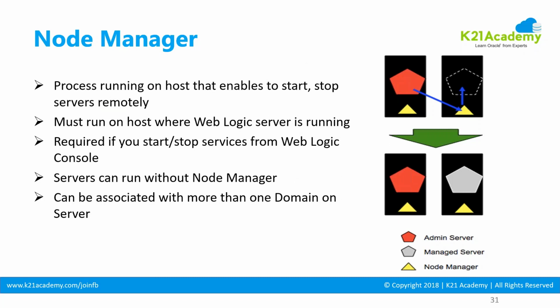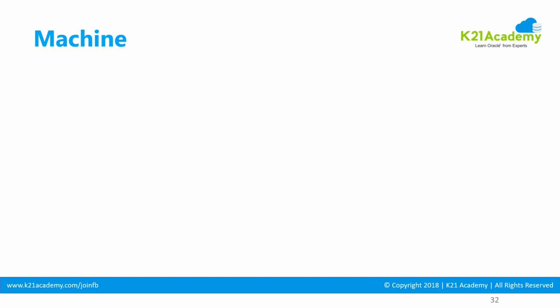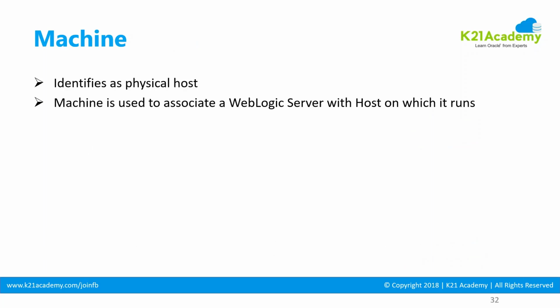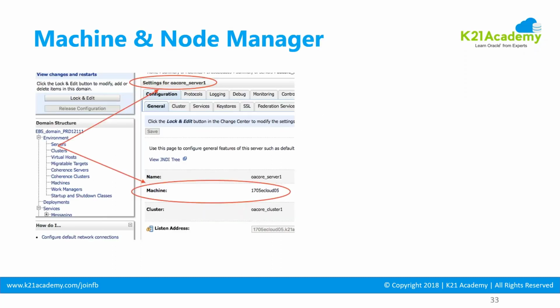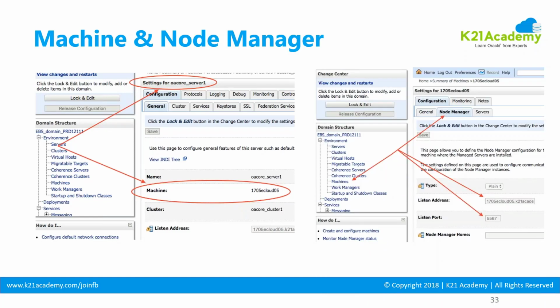Services can run without a node manager, but if you want them to be started remotely using the WebLogic scripting tool or console, as I said earlier, then node manager is required. Machine is nothing but an identifier of a physical host on which you want to start a server, or associate a WebLogic server to. It's used by node manager, and it's also used in cluster communication when we look at high availability. We will go deep into that later. I've just shown you how machine and node manager are associated with each other.